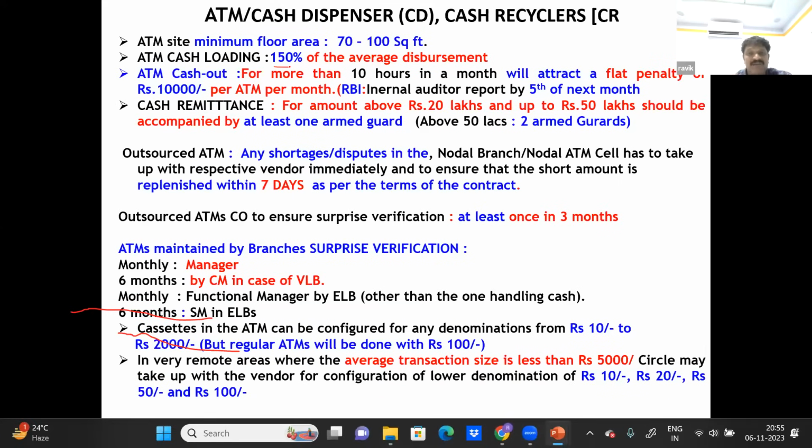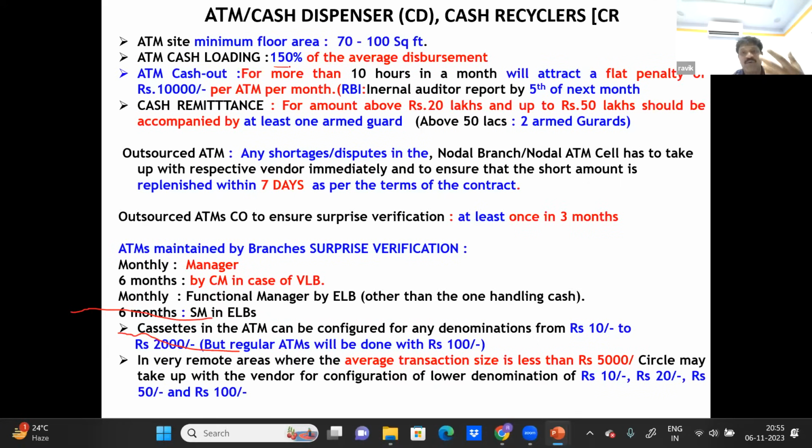If the ATM is down for 10 hours in a month, cumulatively, one day 1 hour, next day 2 hours, if your ATM is not working, they will calculate and impose a penalty of 10,000 per ATM per month. RBI will take a penalty of 10,000 rupees from your bank. So please remember. That is the reason we are very careful in always keeping our ATM up. We will not allow our ATM to be down.